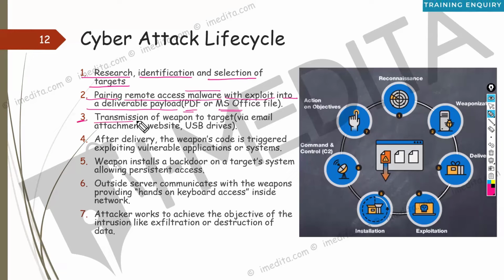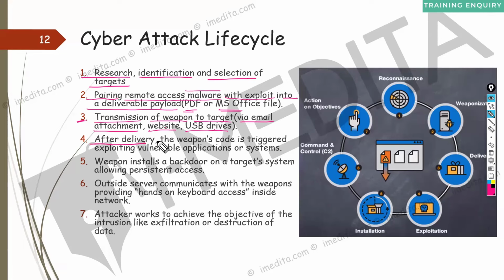Then the third step is transmission of the weapon. Whatever payload the attacker has crafted with a PDF file or Microsoft Office file, that weapon will be transmitted to the target. That file can be sent via email attachment, via any website, or if we know the person physically, we can send the file via USB drive. Now that file, which is in the USB drive or via website or attachment, will go to the target.